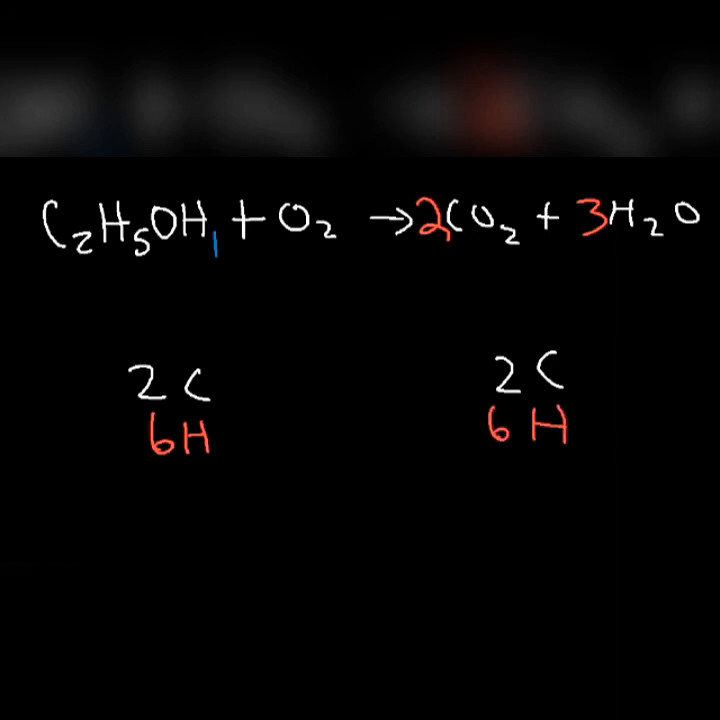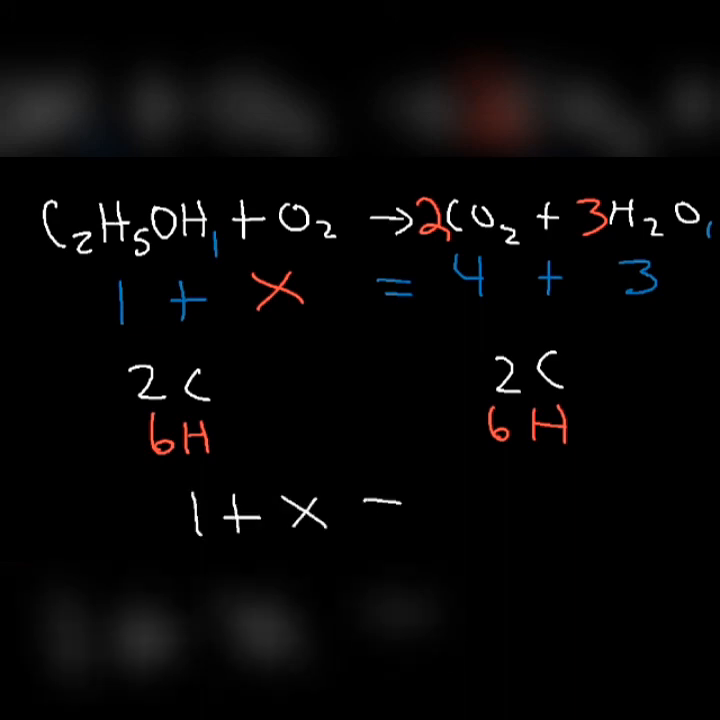So now, let's move on to the oxygen atoms. In the 2 CO2 molecules, 2 times 2 is 4, so we have 4 oxygen atoms there. 3 times 1 is 3, so we have 3 oxygens in the 3 water molecules. Notice that we have an oxygen in ethanol. So we need a total of 7 oxygen atoms on both sides. So what number goes here? Let's call it x. So 1 plus x equals 4 plus 3. 4 plus 3 is 7.